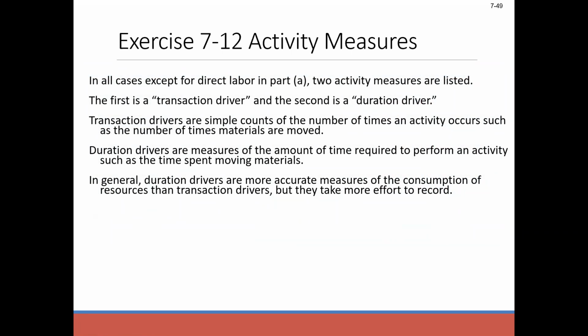In all cases except for direct labor, two activity measures are listed. The first is what they call a transaction driver, and the second is the duration driver. Transaction drivers are simple counts of the number of times an activity occurs. And duration drivers are measures of the amount of time required to perform an activity, such as the time spent moving materials. In general, duration drivers are more accurate measures of the consumption of resources than transaction drivers, but they take more effort to record.